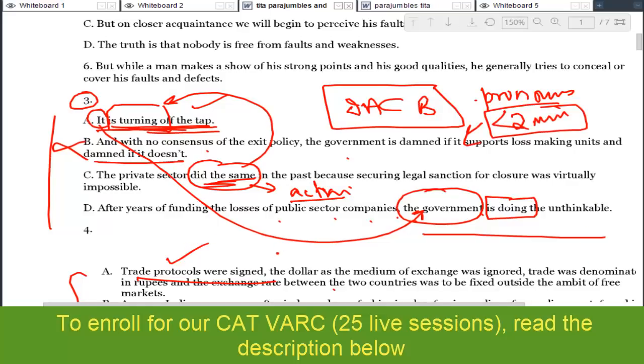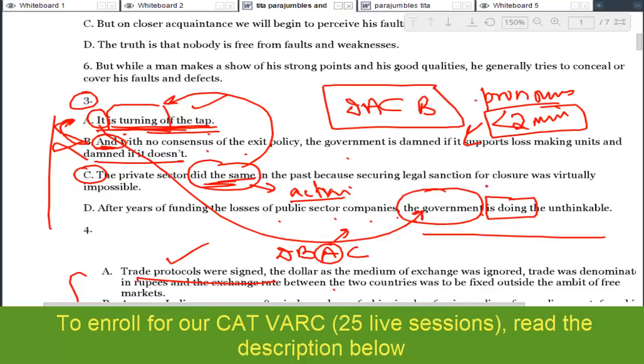DBAC, so you go with D and then you go with B and then you go with A. So if you go with A, then what is it referring to here? This "and" is connecting with this. The government is turning off the tap, and with no consensus, the government is damned if it supports. So this "and" is basically connecting with A, but C has come as an interruption in between. Are you getting this point? So you must simply add something more to it.